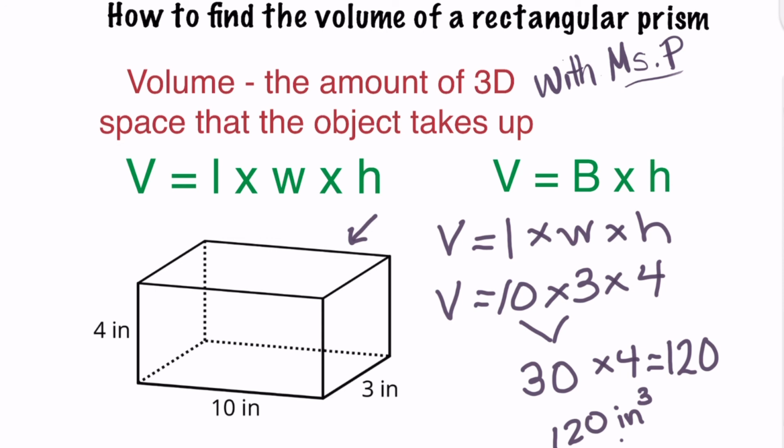It's very important to make sure our labels are correct, and that every time we are measuring volume, we state our answer using the unit of measurement cubed. In this case, the units of measurement from the rectangle are inches, and so our answer will be in cubic inches. When we go through the process of finding the volume, multiplying the length times the width times the height, 10 inches times 3 inches times 4 inches, we get an answer of 120 cubic inches.